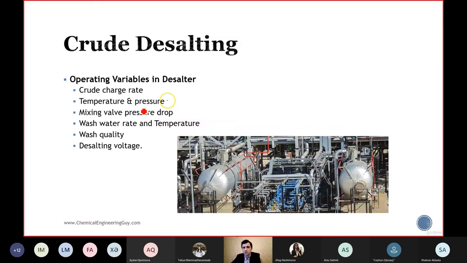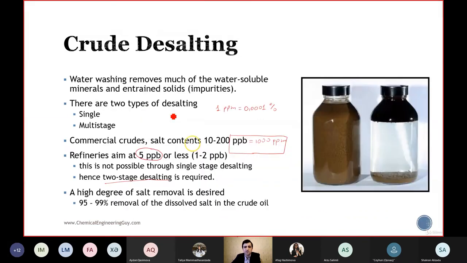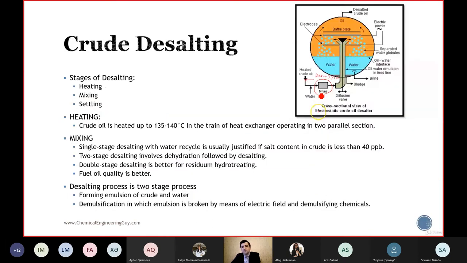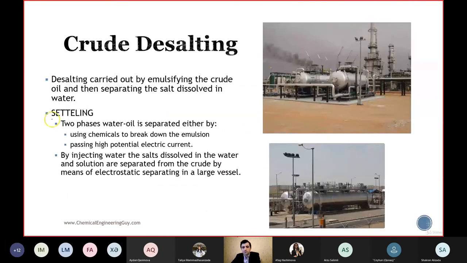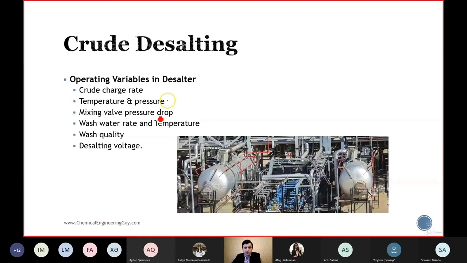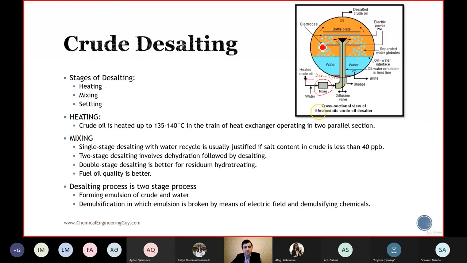So we have heated crude oil. We add the emulsifier here. And then we add water and we have a mixing valve. Most of the time it is a static mixing valve that helps to mix the crude and water. Other variables are wash water rate and temperature, wash water quality, and desalting voltage. We have the electrodes. It is an electrostatic desalter. That's why the voltage is also important here.